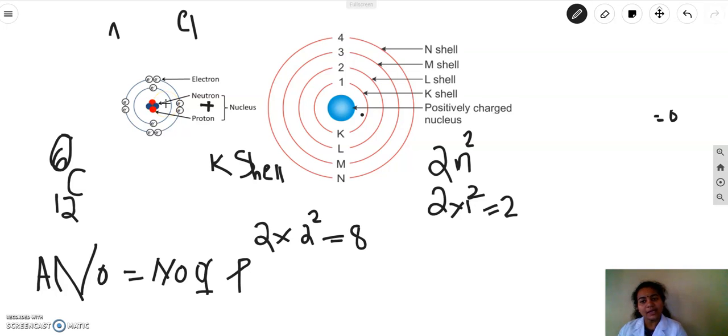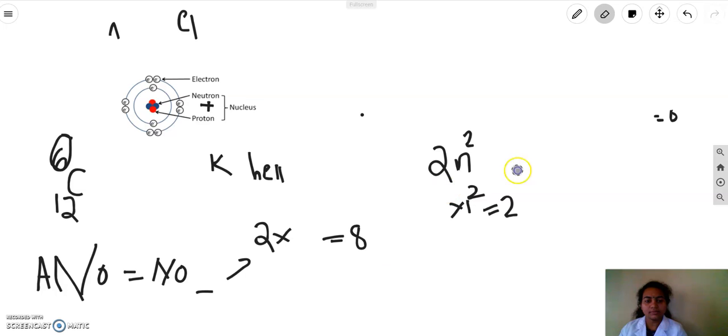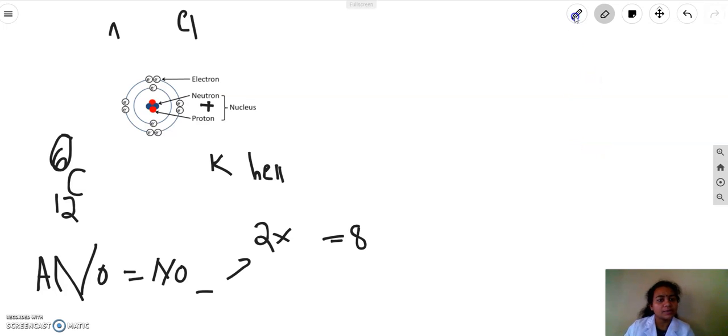So in order to write the electronic configuration of an atom, we need to know the atomic number. The atomic number of carbon is 6. So let's see how we can distribute these 6 electrons. We know the atomic number is either the number of protons or electrons. How can we distribute these 6 electrons in each shell? That we are going to learn.